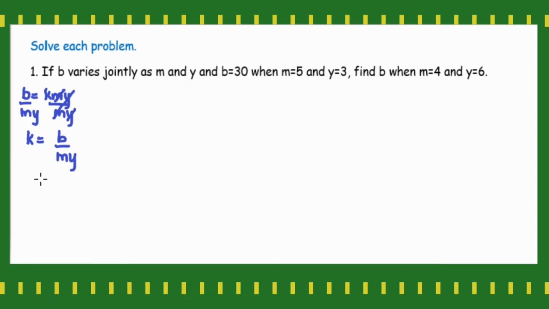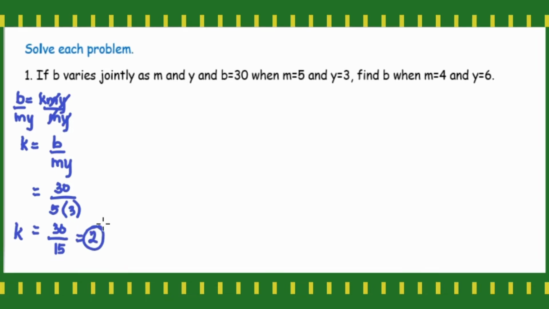Now let's solve for K using the first set of variables given. B is equal to 30 when M is equal to 5 and Y is equal to 3. So K is equal to 30 over M, which is 5, times Y, which is 3. 5 times 3 is 15. And 30 divided by 15 is equal to 2. So K is equal to 2.